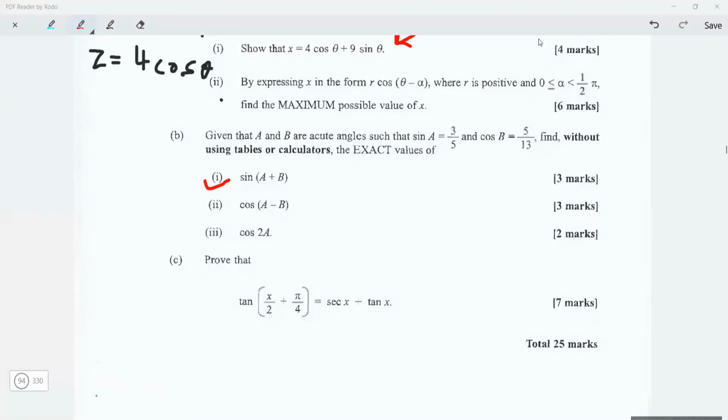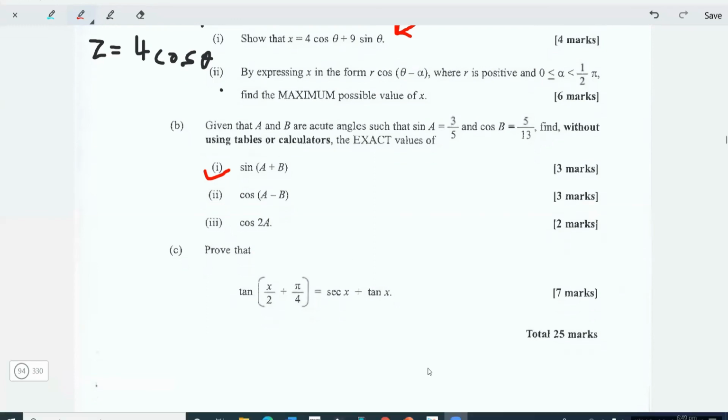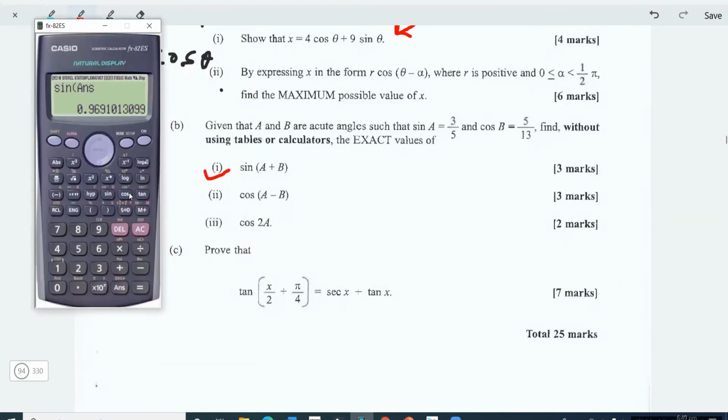Let's go again. I'm a big fan of finding out what A is. To find out what A is, you have sine A is 3 over 5. So we'll take sine inverse of 3 over 5. That will allow us to find what A is. That's 36 point something.